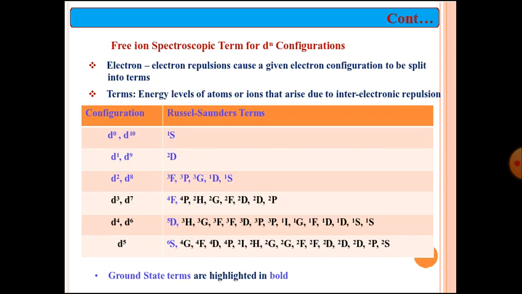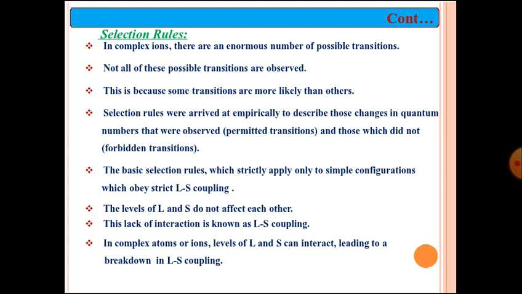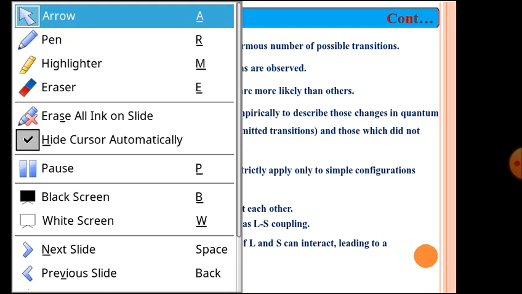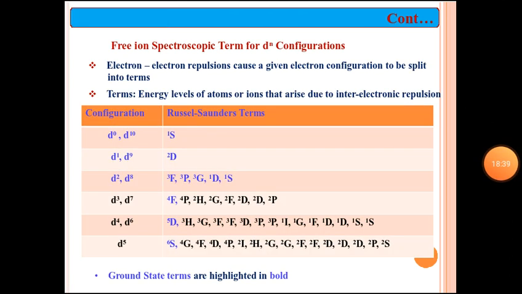Second one, free ion spectroscopic terms for d^n configurations. Electron repulsion causes a given electron configuration to split into terms, the energy levels of an atom or ion that arise due to inter-electronic repulsions. Here are given configurations of d, with Russell-Saunders terms. The colors differentiate them, and the ground state terms are in a different color.